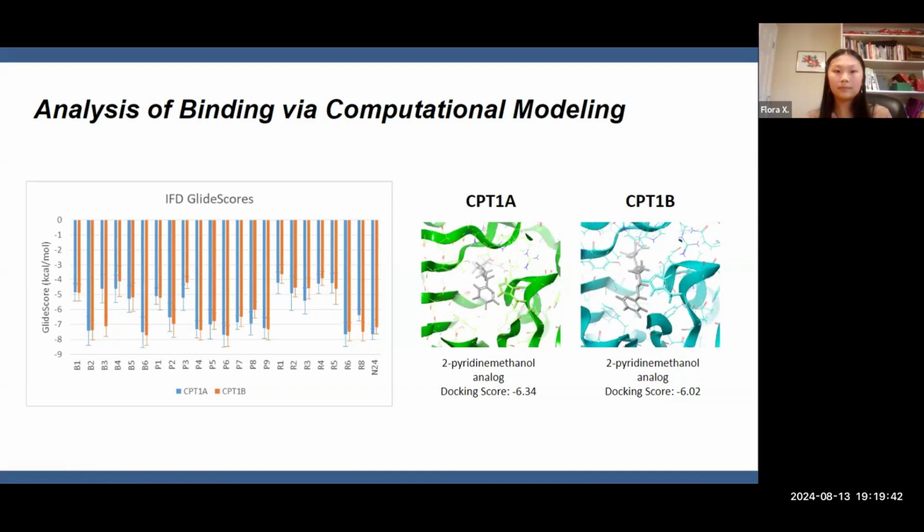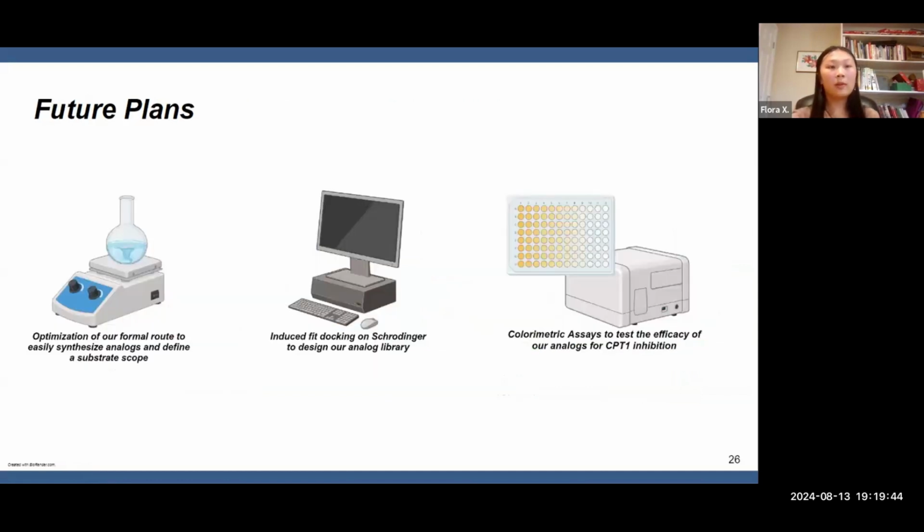In the future, we're planning to optimize our route further to easily synthesize our analogs and define a substrate scope for our aldol condensation Luche reduction one pot, as well as finish our induced fit docking on Schrodinger to finalize our analog library, as well as colorimetric assays to test the efficacy of our analogs for CPT1 inhibition.